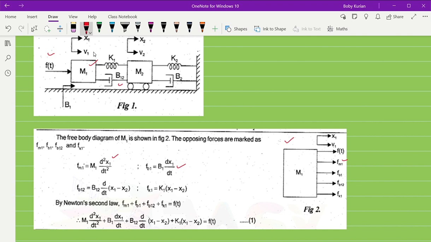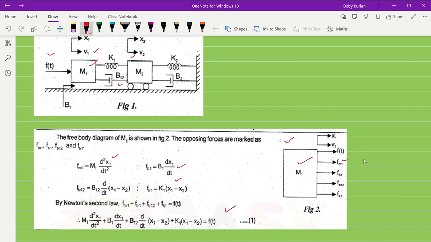So here in this end, the displacement is x1. On the right side, the displacement is x2. Now what about Fk1? K1 into x1 minus x2. So we are using Newton's second law and we have found the first differential equation that is related to m1.